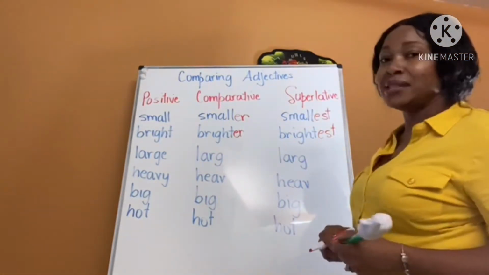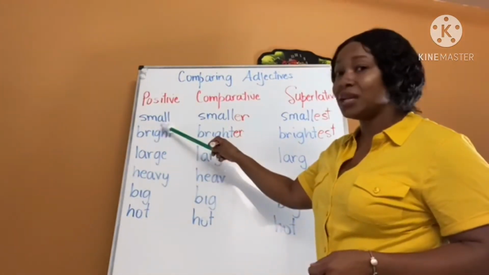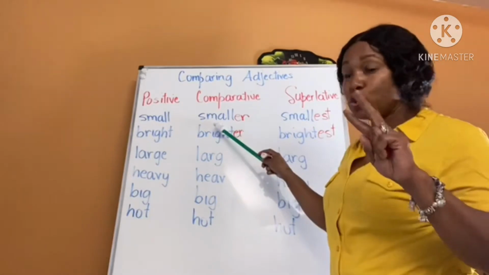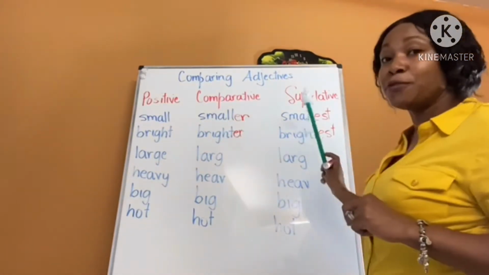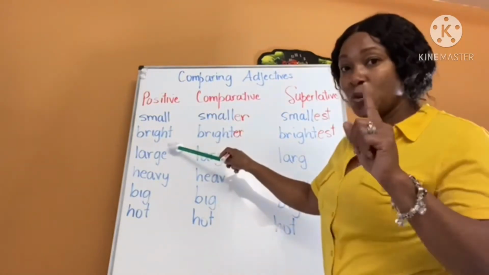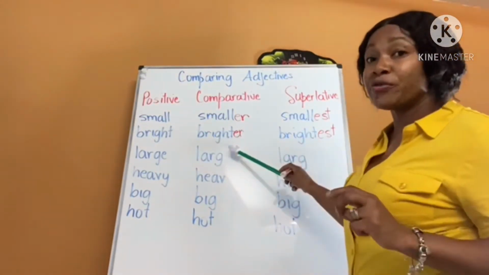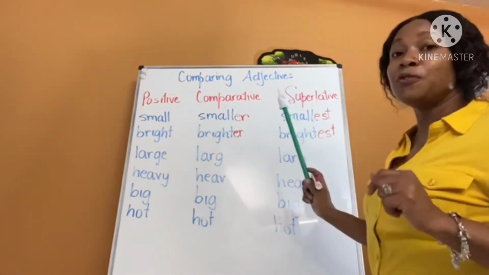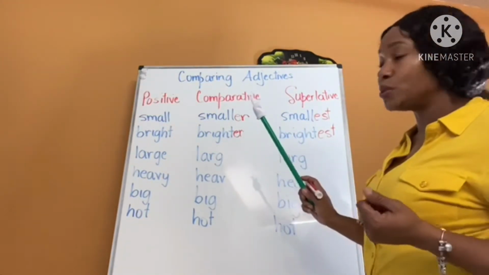brightest. Hence, we have small if we're referring to one, smaller if we're referring to two, and smallest if we're referring to two or more. Bright for one, brighter if we're comparing only two, and brightest if we're comparing more than two.